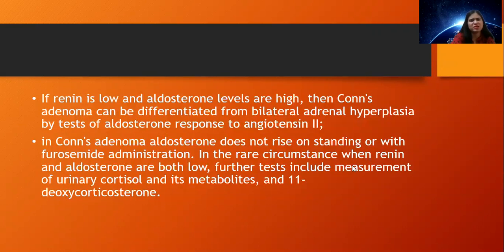In the rare circumstance when renin and aldosterone are both low, as in non-aldosterone dependent mineralocorticoid receptor activation pathways, further tests include measurements of urinary cortisol and its metabolites and 11-deoxycorticosterone. There might be a tumor which is secreting deoxycorticosterone, which is a precursor hormone of aldosterone.